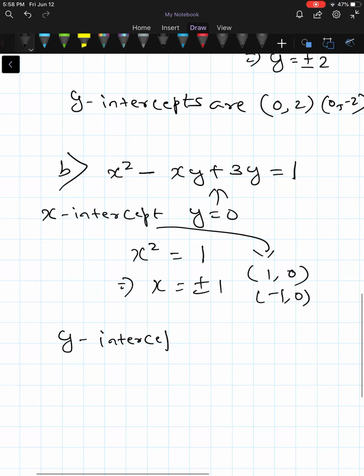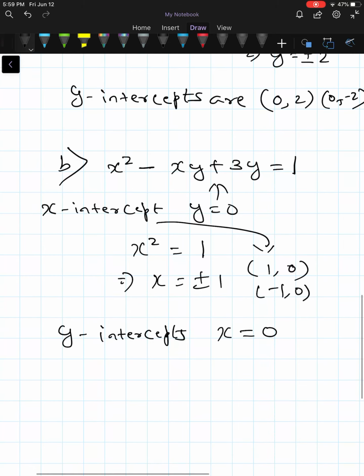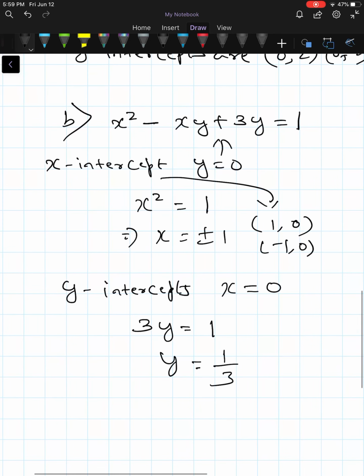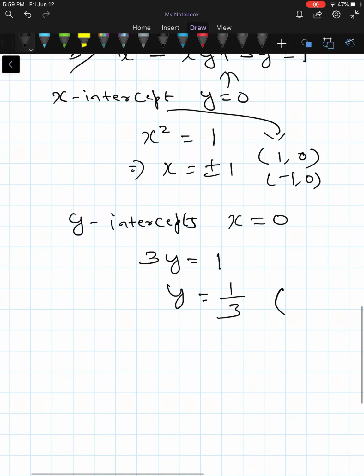Similarly, y-intercepts are given when you substitute x is equal to 0 in the equation. So we will have 3y is equal to 1, so y is equal to 1 over 3. So this is our y-intercept. You have only one y-intercept, that is 0, 1 over 3.